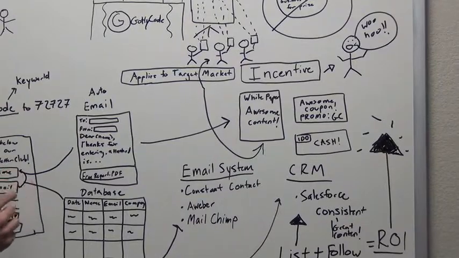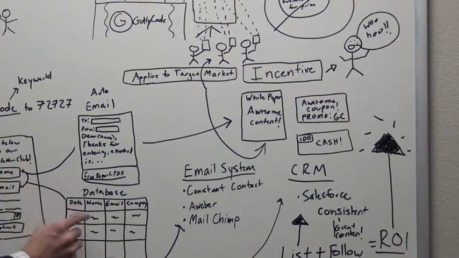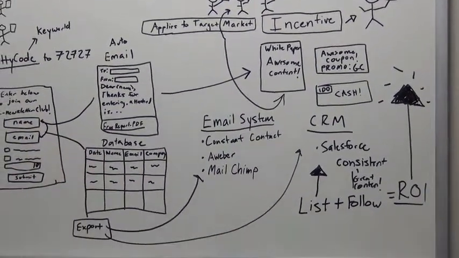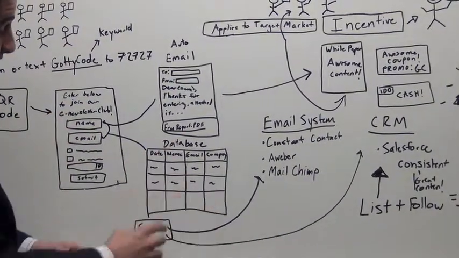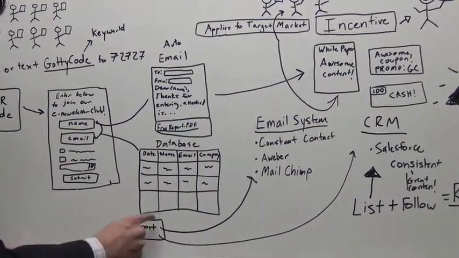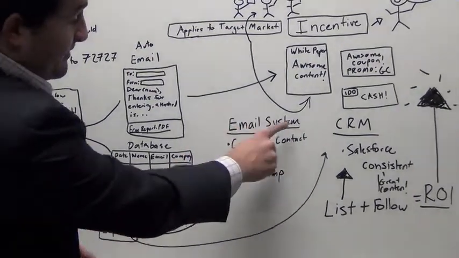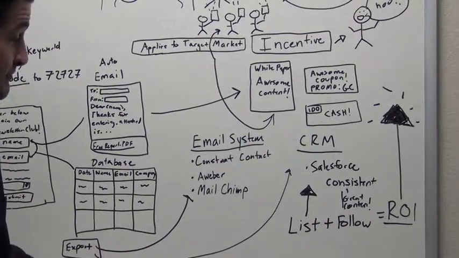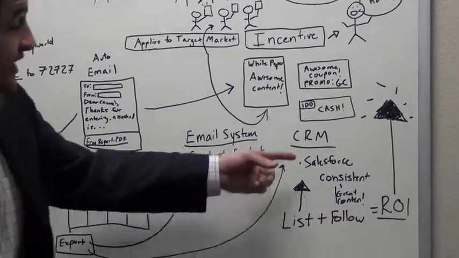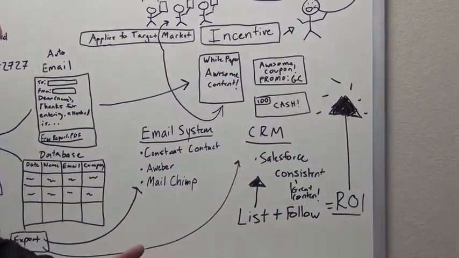And what also is happening is that information is getting stored into a database. You want to make sure that you have a database so you can store that information, okay, so you can easily export that into some type of email system like Constant Contact or Aweber or MailChimp. There's a lot of great ones out there, or a CRM, something like Salesforce.